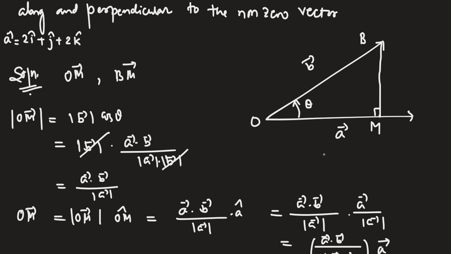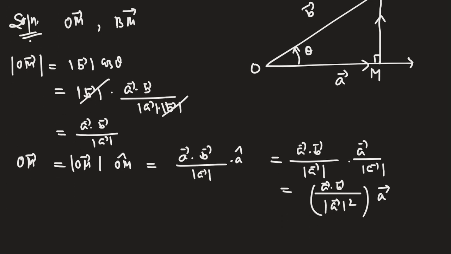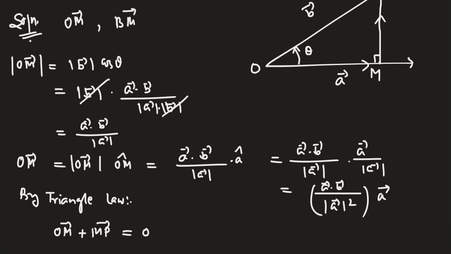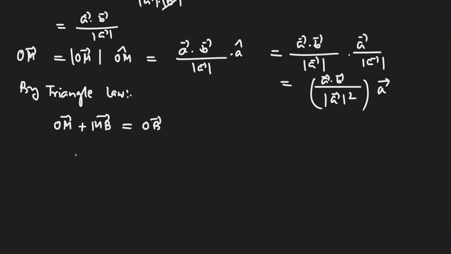Now how can we find BM? If I apply the triangle law here, by triangle law we have OM vector plus MB vector, which is equal to OB vector. Now OM vector we already know. So MB vector is B vector minus OM vector.